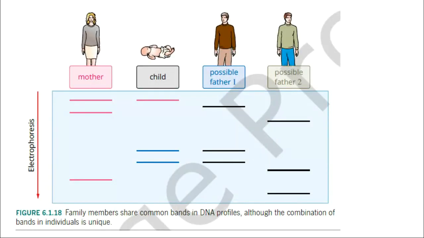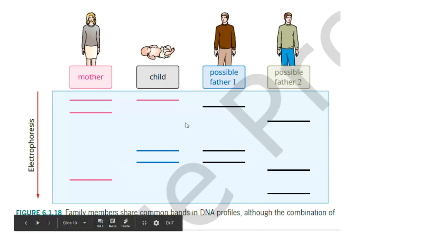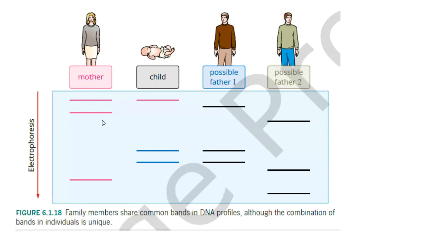So here, like I said previously, is a paternity test. We're seeing the child, possible father 1, and possible father 2. Their DNA profiles are taken and then we see where they match up.